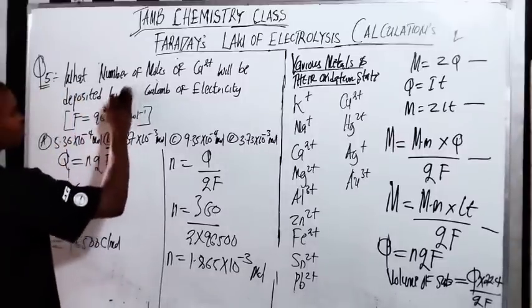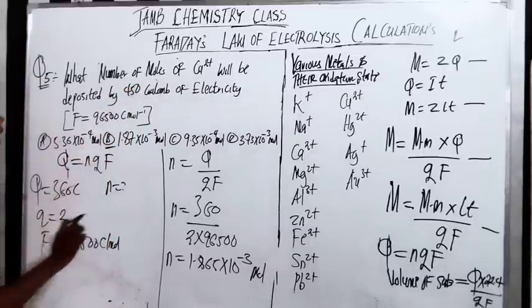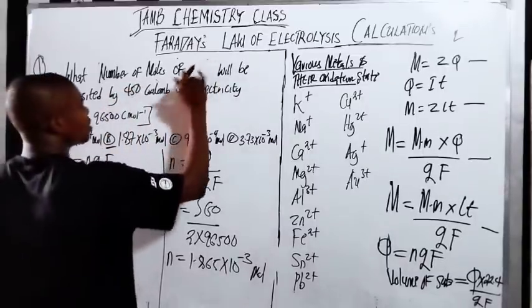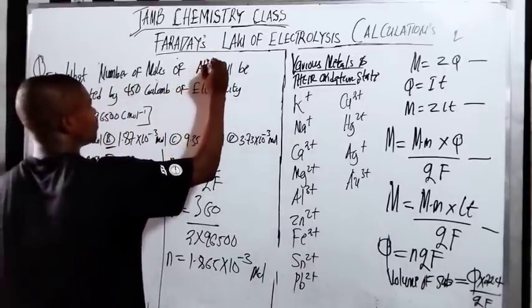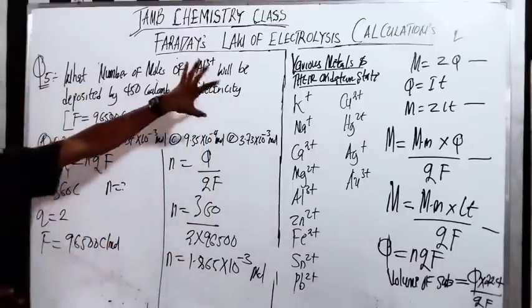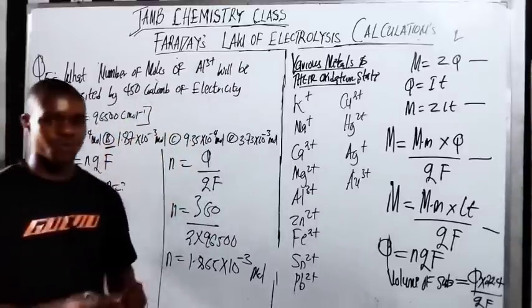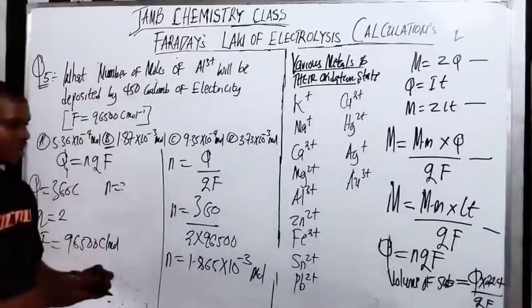Let me give you a question here. Let me just say you have 450 coulombs, and you have Al3+. So go ahead and try it for me. Leave the answer at the comment section. I want to see your answer.